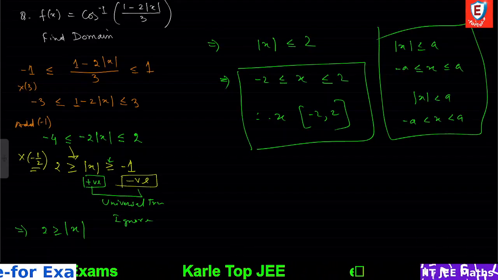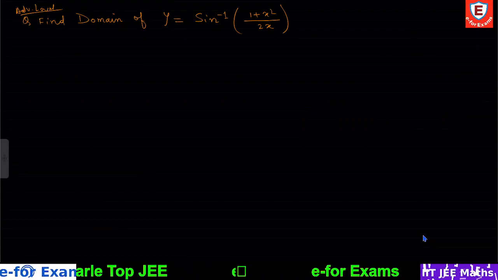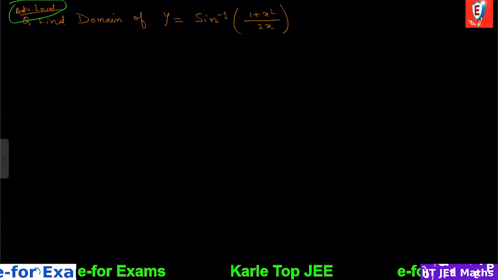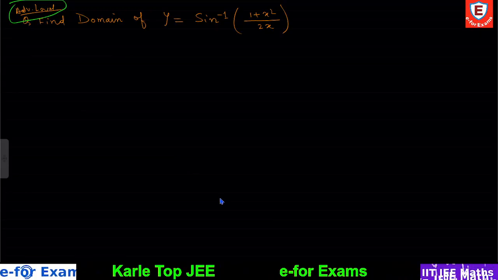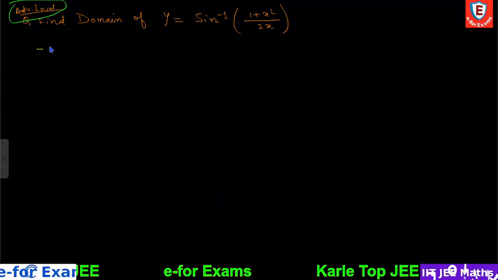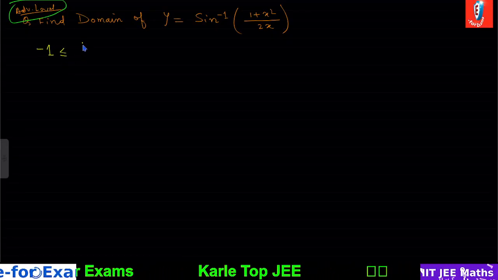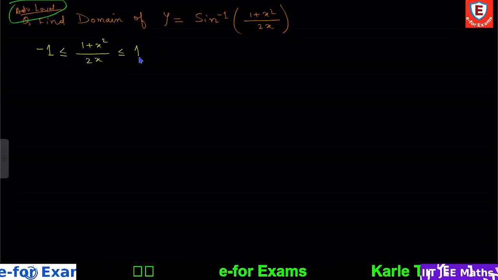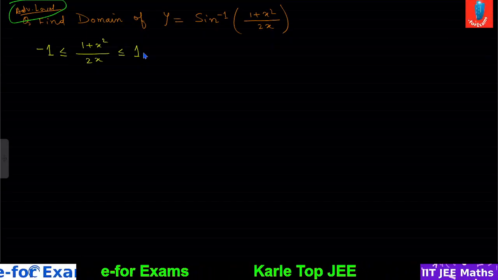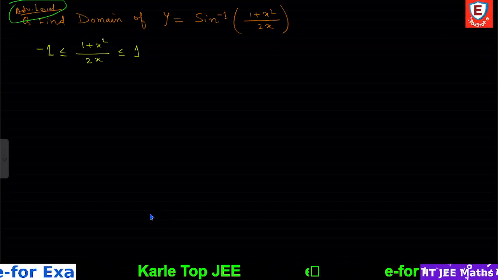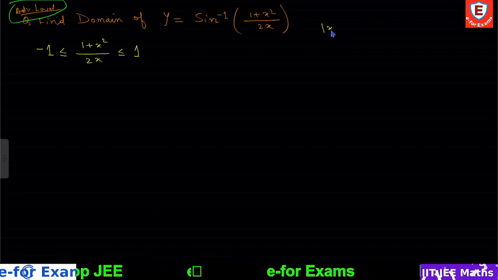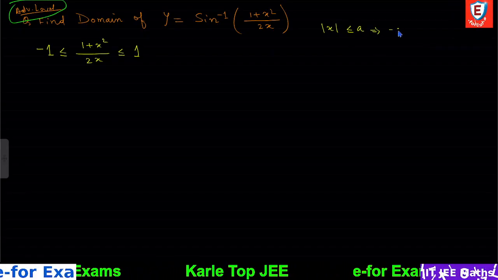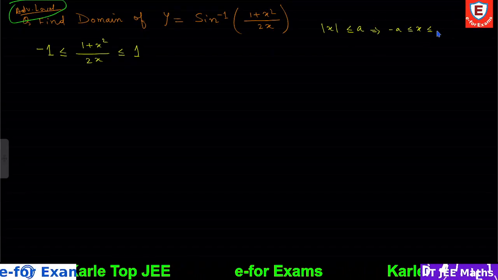Next, one advanced level question. Let's do this advanced level question. Here, minus 1 is less than or equal to (1 plus x squared) by 2x, which is less than or equal to 1. Just now we have done this: mod x less than or equal to a means minus a less than or equal to x less than or equal to a, right?